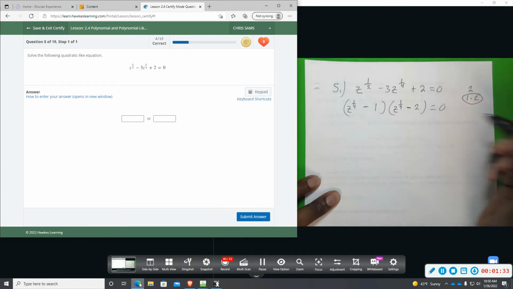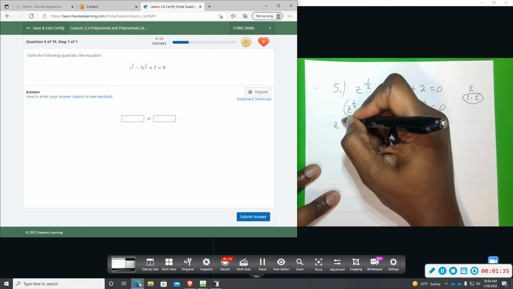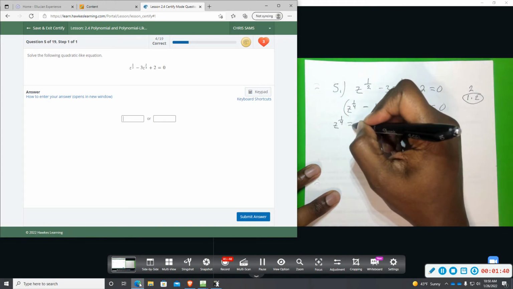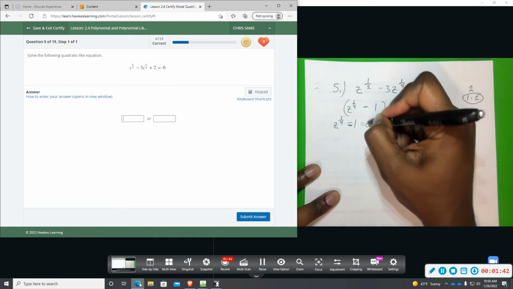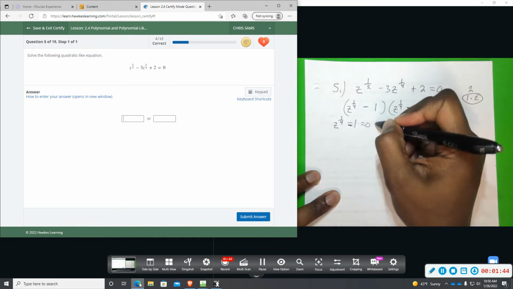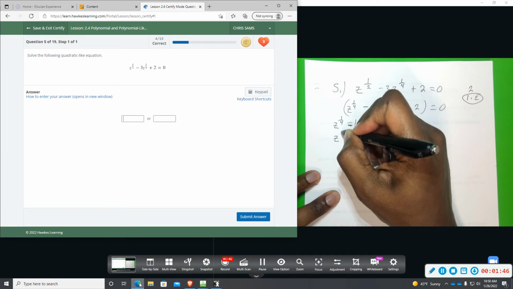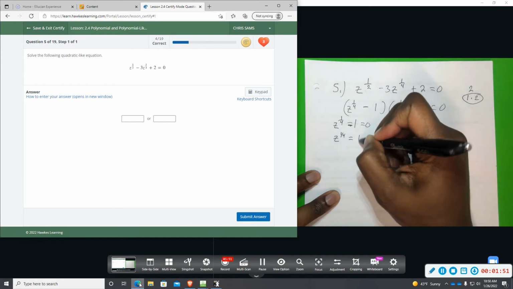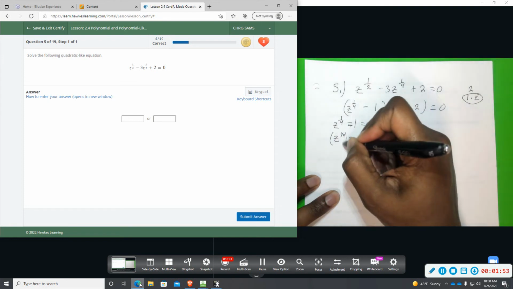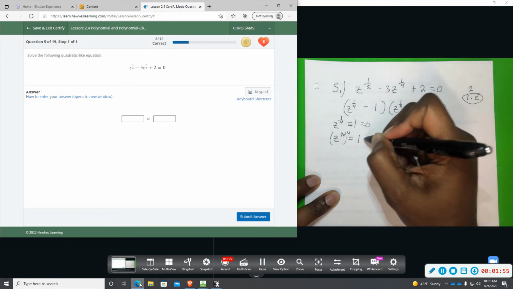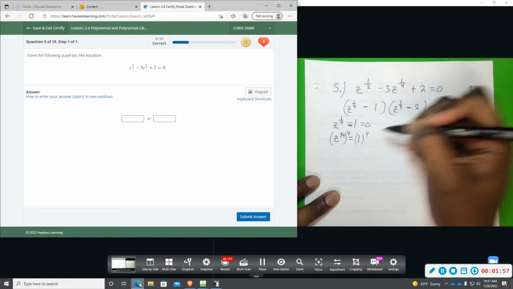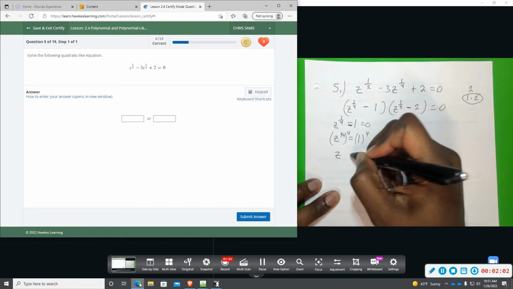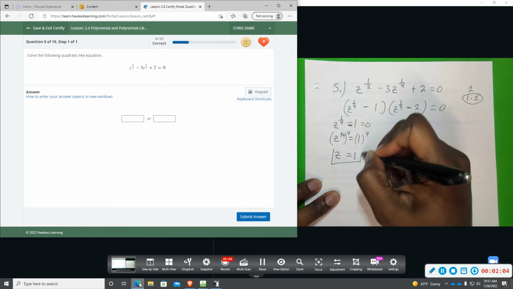Set them both equal to 0, I'm going to solve. So we have z to the 1/4 power minus 1 equals 0. Add 1, z to the 1/4 equals positive 1. And then we're going to raise this to the 4th power to get rid of the 4 on the bottom. And then raise 1 to the 4th power. So 1 is just 1 times 1 times 1 four times. So we get z equals 1.